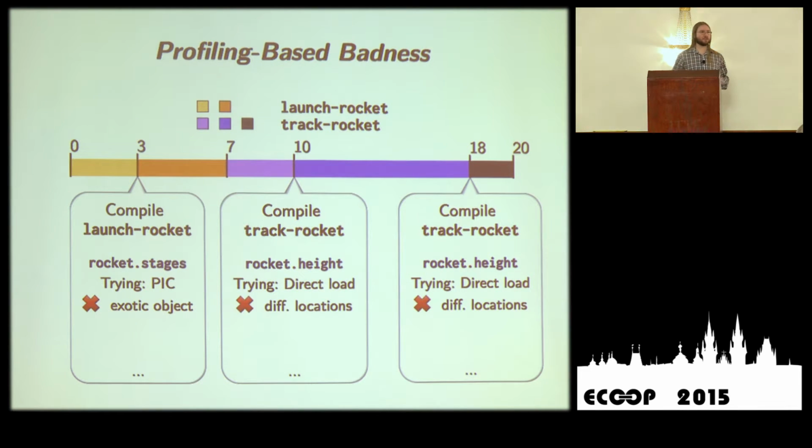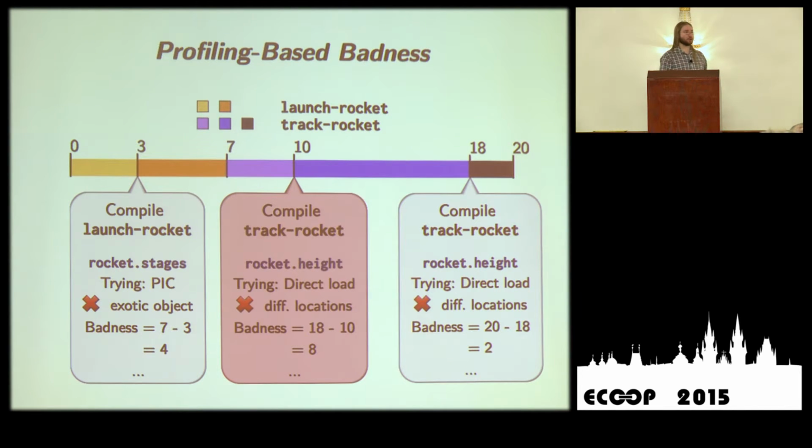What exactly is the optimization? What exactly is the failure? Doesn't really matter. What matters is that an optimization was attempted and it failed. Now, during the compilation of the track rocket function, there was an access to the rocket.height property, and the optimizer attempted to compile that to a direct load, so essentially just look up a fixed offset into the layout of an object and look there. But unfortunately, this failed because the property was in different locations in different object layouts, like we saw earlier with the two property orders. So that optimization also failed. And then when we recompiled the track rocket function, that problem was still around, and so we repeated the same failure.